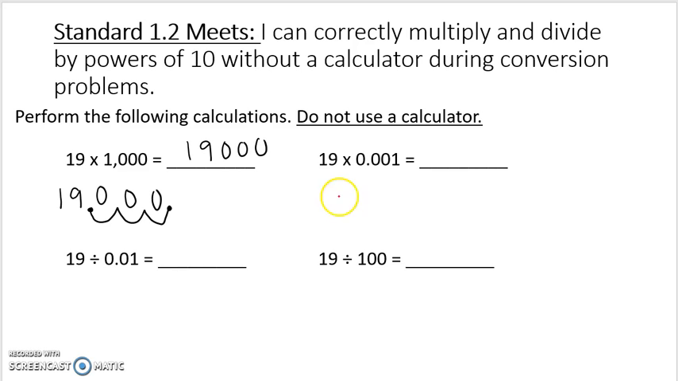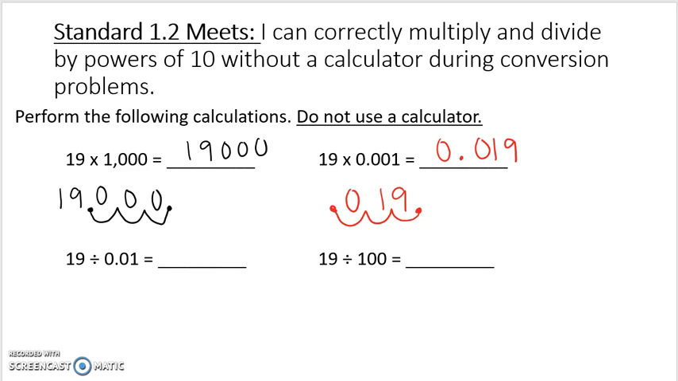If I try the next one, again, I'm going to start with 19. This time I'm multiplying by something smaller, so it's going to get smaller. I count my zeros. Again, I have 3, so I move my decimal place from where it is currently, 1, 2, 3. This time I move it to the left because my number is getting smaller, 0.019.